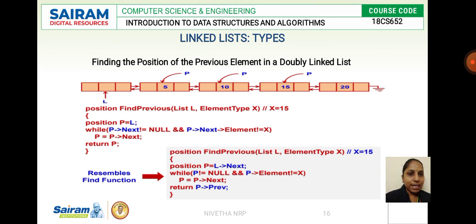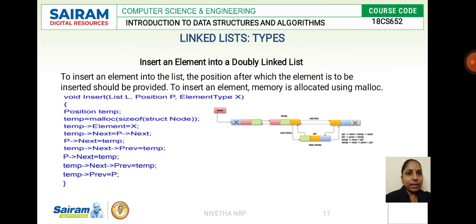So the condition fails here. And P of next of element is equal to X? No, 5 is not equal to X. So we increment P. Now P is equal to P of next. In the first iteration we will be having 5, the second iteration will be having 10, and the third iteration will be having 15. So when it comes to 15, it will be returning the value of P. At that time, 10 will be stored in P, and when it is returning P, it will be returning the value as 10. And this is the coding to find the previous element in the doubly linked list.